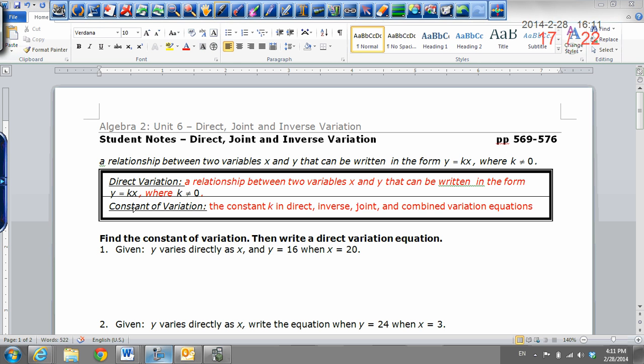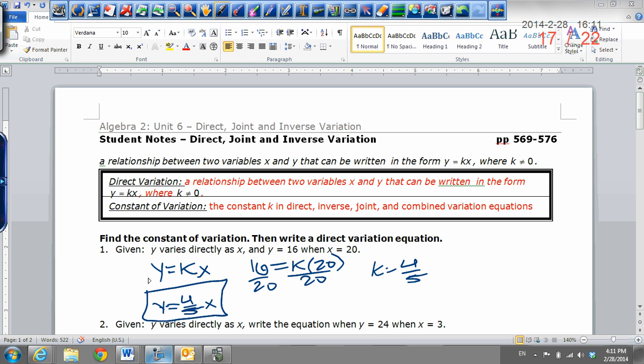So for number one, we're just going to do y equals kx. We're just going to be solving for k and then rewriting it. So I get 16 equals k times 20. Divide by 20, divide by 20, and k is 4/5. So for my equation, it would be y equals 4/5 x. And that's it. So just solving and plugging and chugging.